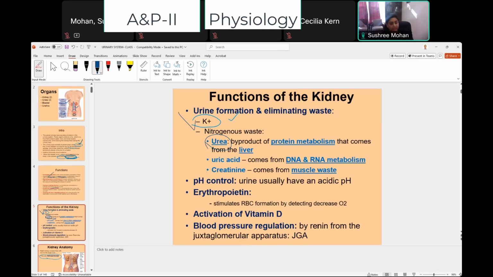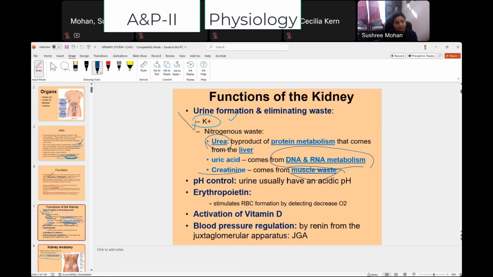Now, if a person is showing high levels of urea in the blood, what does that indicate? It indicates that the kidneys are performing poorly. They're not functioning as well as they should. Then uric acid, where does that come from? It comes from DNA and RNA metabolism. Creatinine comes from muscle waste. Okay, so creatinine, uric acid, and urea.